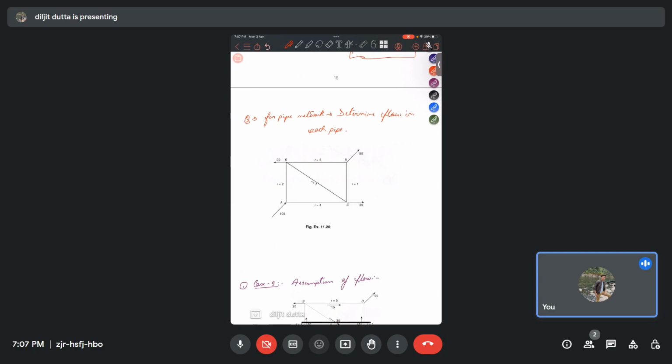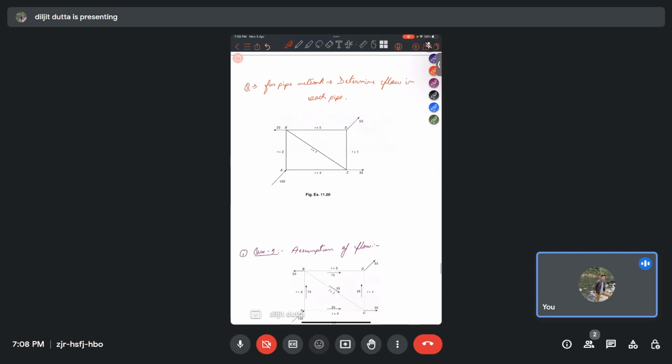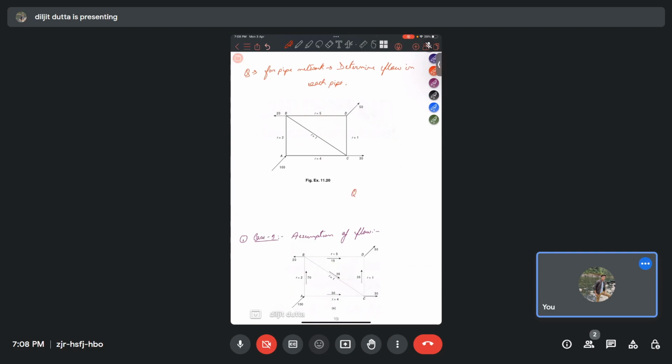So you have seen it: at A there is an inlet discharge of 100, then at B there is an outflow of 20, at D there is an outflow of 50, and at C there is an outflow of 30. And the R value, that is the proportionality constant, is given for each pipe. So we know the basic equation, Q is equal to... and in this case n is equal to 2, so R into Q square.